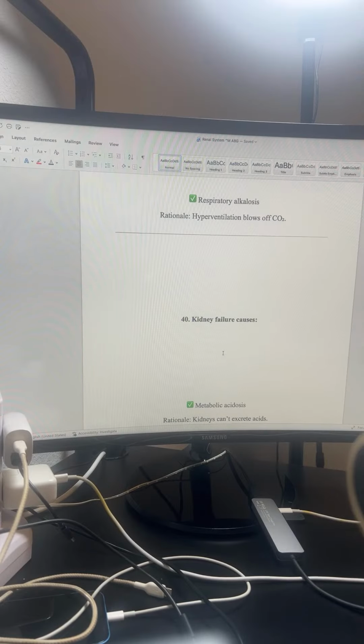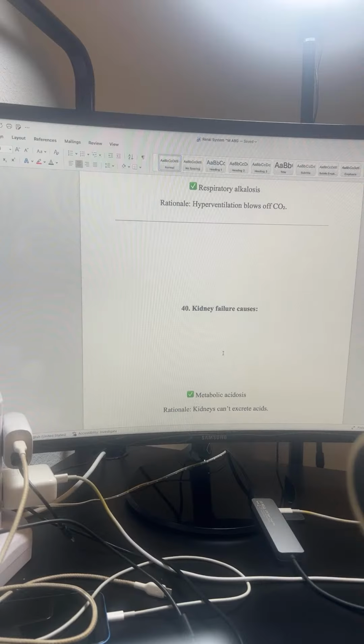So this patient is going to be metabolic acidosis, Angel. Nice. Because the kidneys can't excrete the acid, so you're going to have that buildup. So the patient is going to be acidotic. It's going to be a metabolic problem.